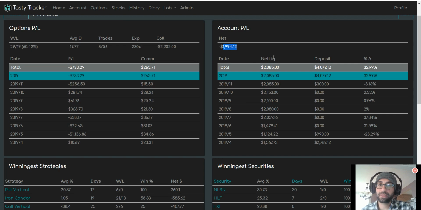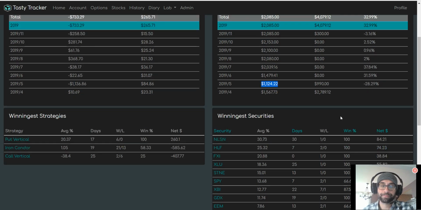These numbers are different because they're different data sources. I actually had this account prior to creating TastyTracker, so I did put in the total amount that I've deposited into the account. But anyway, same thing over here where the net liquidity, it will take the last entry for any given month and say that that's what your net liquidity is for that month. Same with deposit, it'll sum it up for each month, and then the percent changes from any given month. So between these 2 months, 4 and 5, there's a negative 30% change.